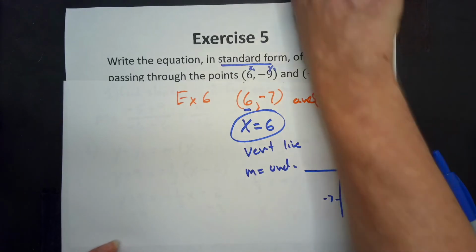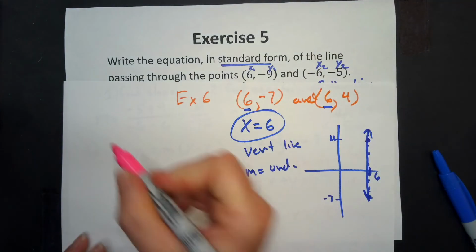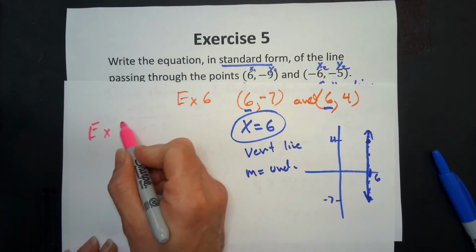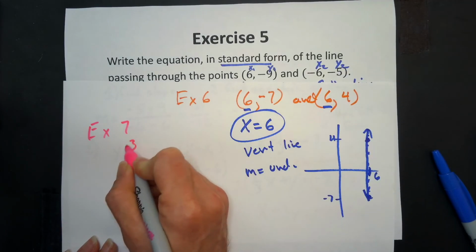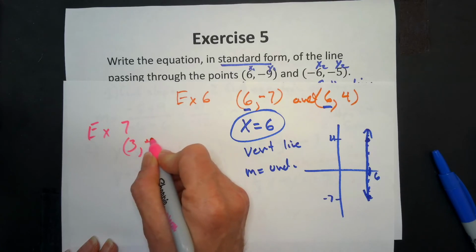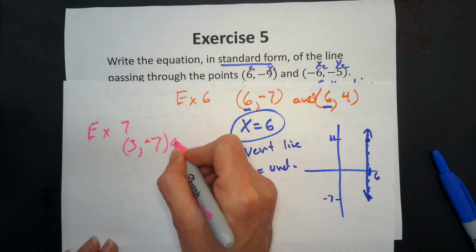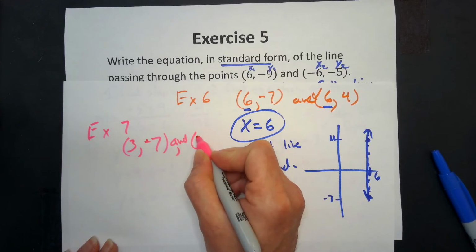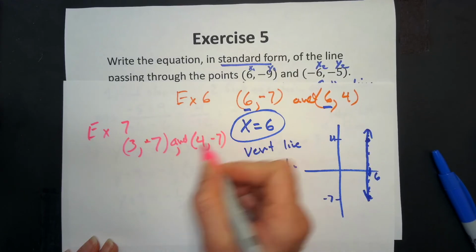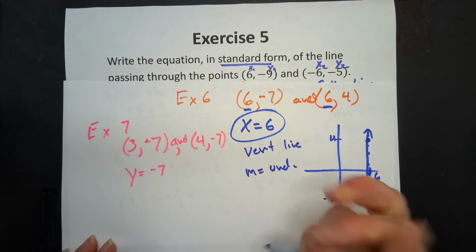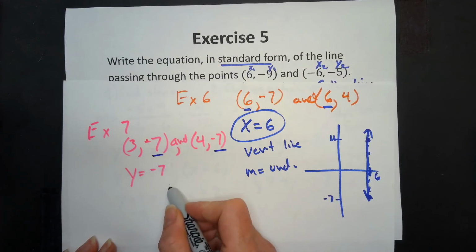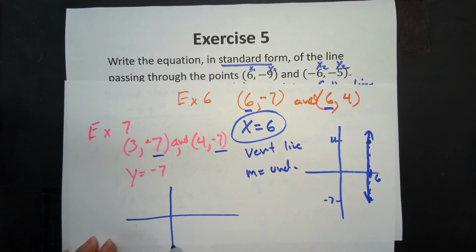Another problem very similar to this is if, for example, it's the same thing, only you have something like 3, negative 7, comma, and 4, negative 7. This is the same thing where all my y coordinates will be negative 7, because I have the same y coordinate in both points. And if that's a line, then that meant all my y coordinates had to be negative 7. And so that's the equation of the line. You don't have to go through the process.